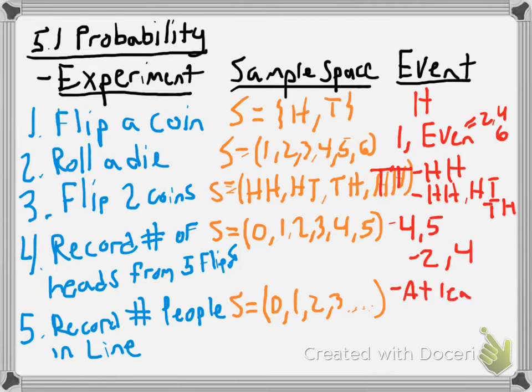What do I mean by at least one head? Or sorry, people in line. That would mean 1, 2, 3, and so on and so forth. At least one, so 1 and up. That could be an event.